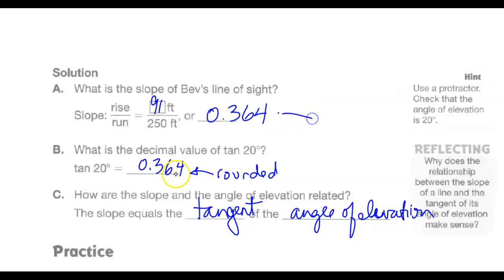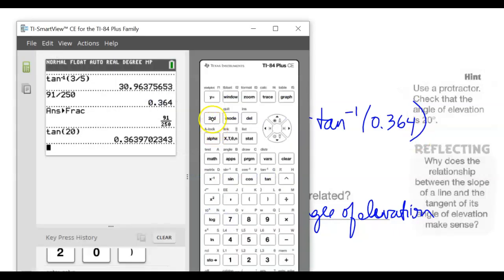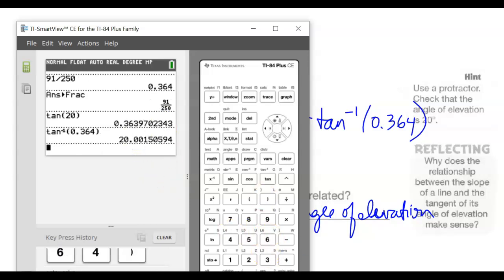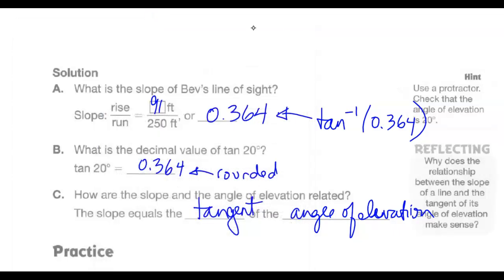Because if we didn't know 20 degrees, we could go inverse tan of 0.364. So second tan of 0.364. And you'll see to 2 decimal places, it's 20 degrees. So it's almost exactly the same. Okay, so that's the end of the lesson. So now do the practice and then do the mid-chapter review before going on to section 6.6.